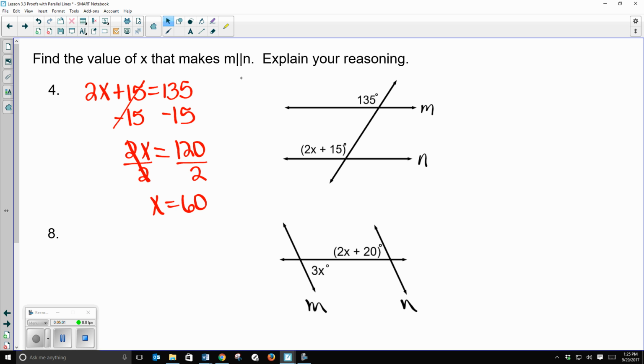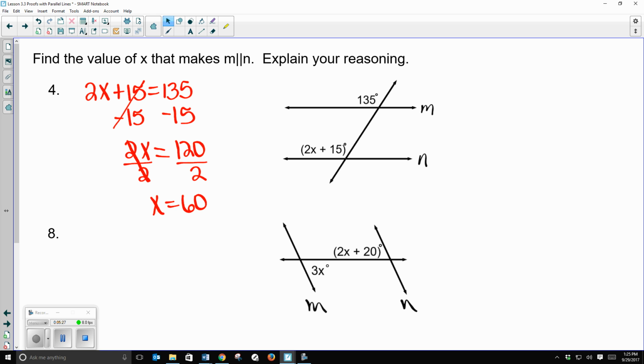So let's check it and see. If I plug 60 in for x, I get 2 times 60 is 120 plus 15 is 135. So if this angle is 135 and this angle is 135, then m and n will be parallel. I can plug in any number I want for x, but there's only one number that makes the two lines parallel. Number 8.